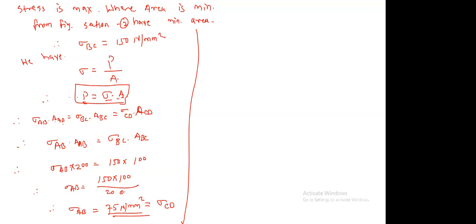If the left hand sides are equal, then the right hand sides will also be equal, that is sigma of AB into area of AB, sigma of BC into area of BC, and sigma of CD into area of CD. Out of these combinations I took only sigma of AB, and from that we have calculated the sigma values. Okay, now all the stress values are known, so we have sigma of AB is equal to sigma of CD is equal to 75 Newton per mm square.